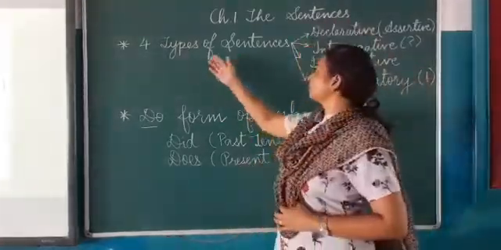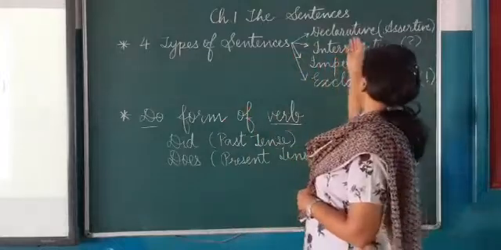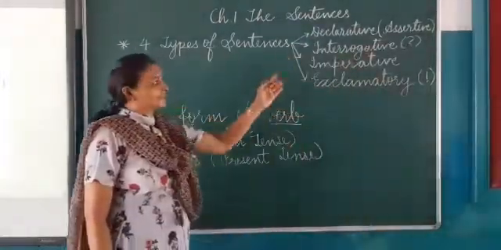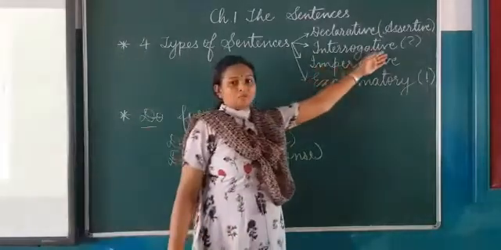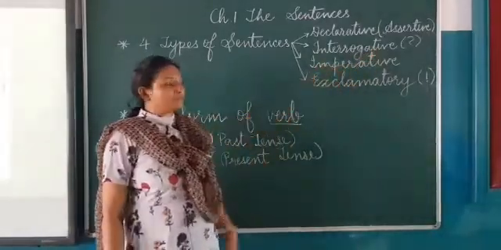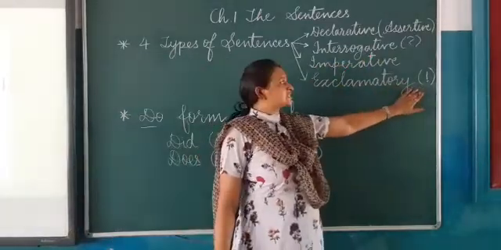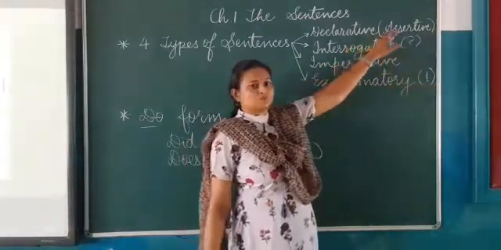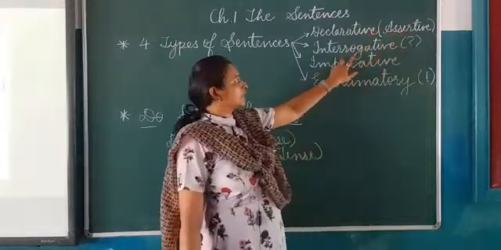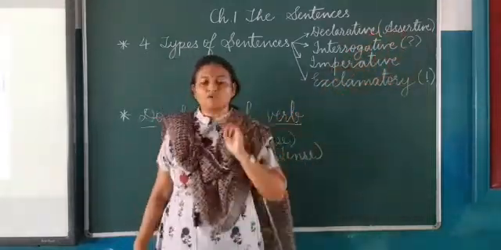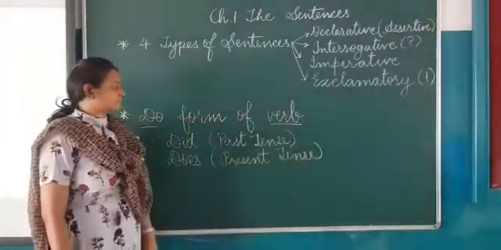Now it's time to revise this session. We did 4 types of sentences. Declaratives, that is assertive sentence. Then we did interrogative, which ends with a question mark. Then we did imperative sentence and exclamatory sentence, that is exclamation mark. Declarative, which is also known as assertive, interrogative, imperative and exclamatory, the 4 types of sentences.